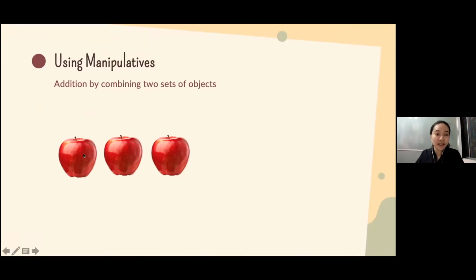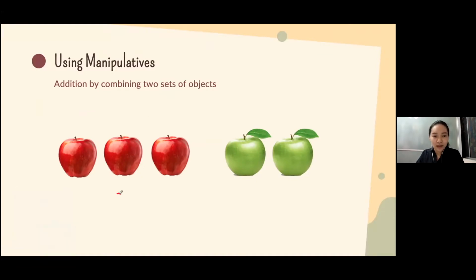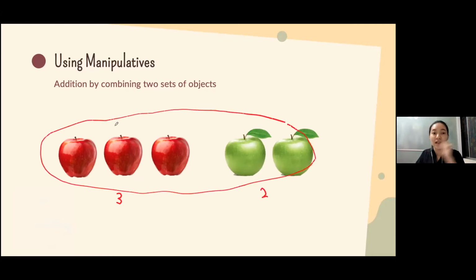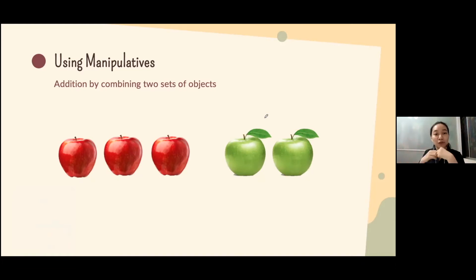So now look here, we have 3 apples. Mommy buys another 2 green apples. So all together, how many apples do we have? We have 3 and 2. All together, we have 1, 2, 3, 4, 5. 5. So you are teaching them to combine 2 sets of objects together. So this is addition.